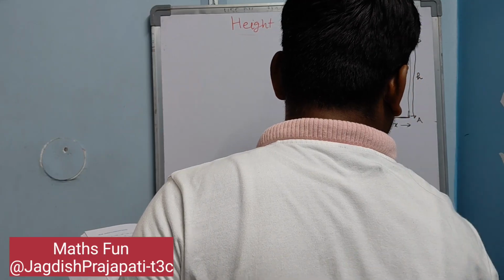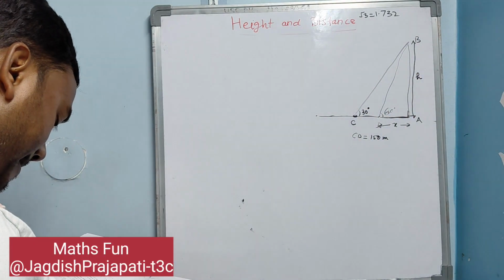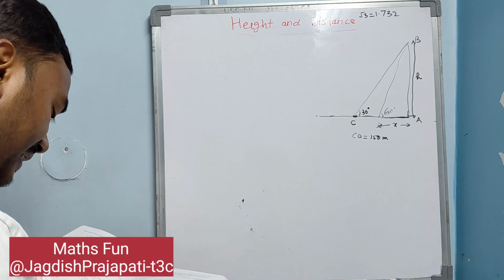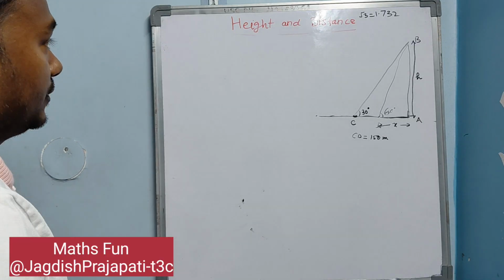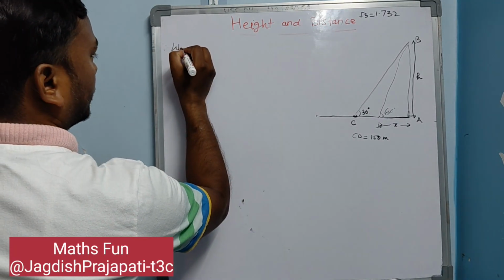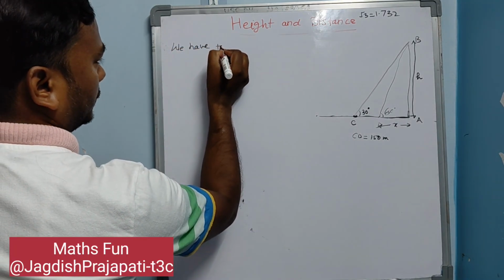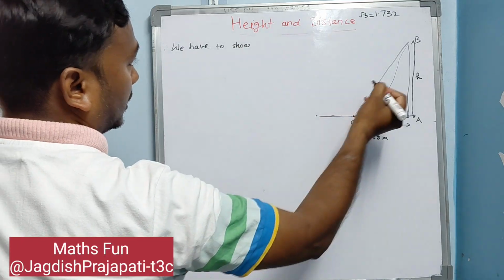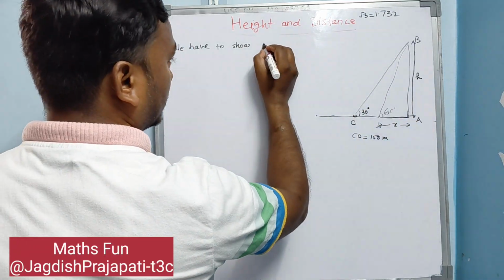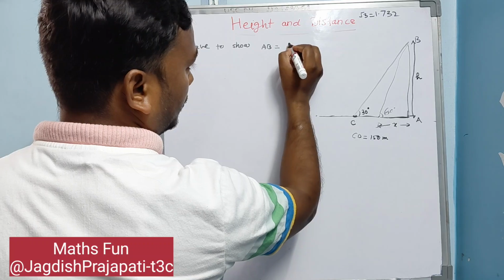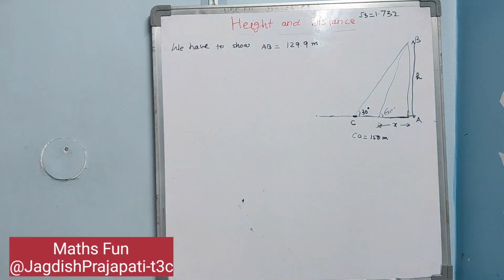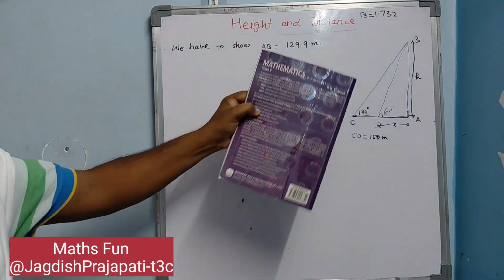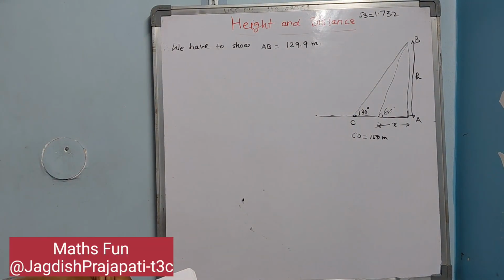The angle of elevation becomes 60 degrees, so that the height of the tower is 129.9 meters. We have to show the height of the tower, meaning AB, equals 129.9 meters. Yes, this is what we have to show.